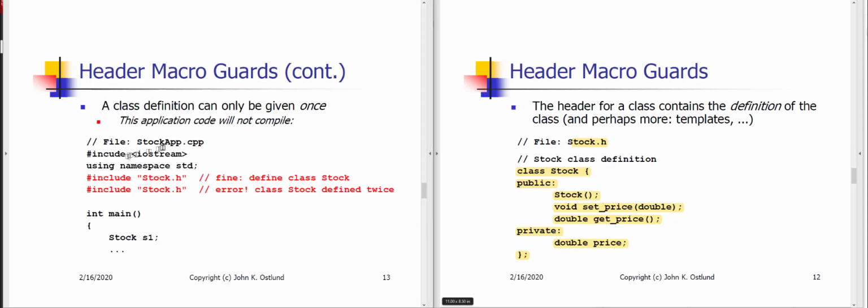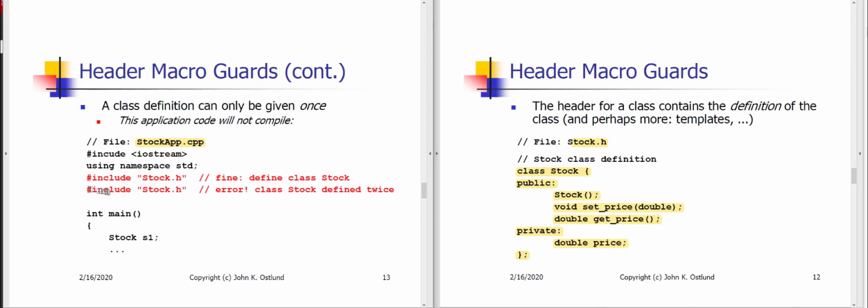If I now write an application program, stockapp.cpp, and I make the mistake of including stock.h 2 times, then the first time stock.h is included, that's fine. The contents of this header will be included, the comments will be stripped out, and what I will have in place of this include of stock.h is class stock open curly, public, stock default constructor, set price, get price, private, double price, and the end of the definition, close curly and semicolon.